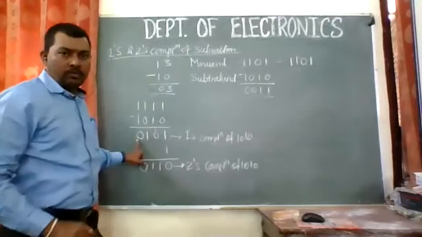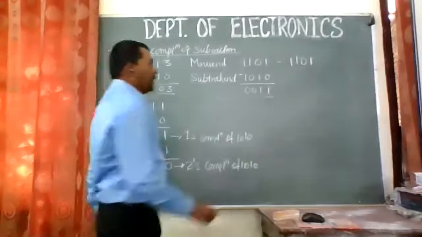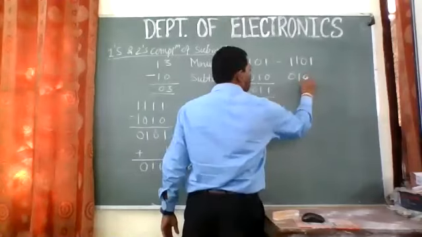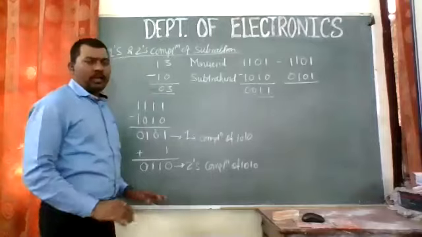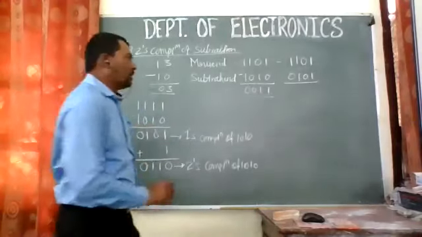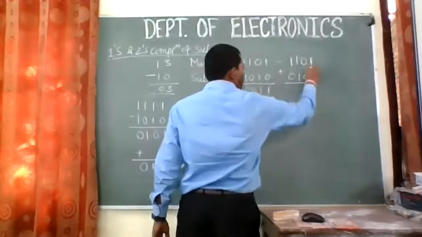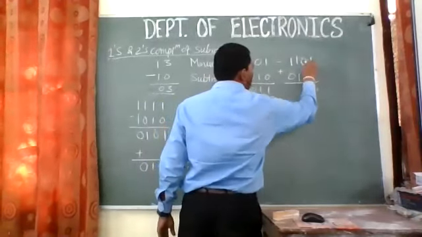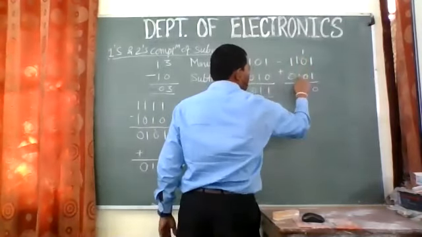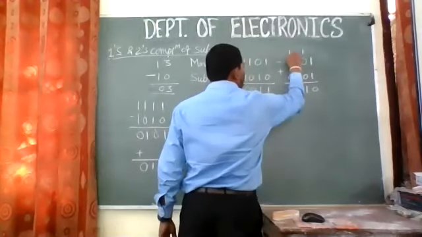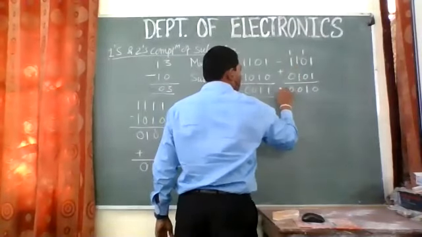What is the ones complement of this number 1010? That is 0101. If you put 0101, it is visible to you all. 0101 I have written. Now what do we have to do? We have to add this. So if you add this, 1 plus 1 will be 0 with a carry 1. 1 plus 0 is 1. 1 plus 1, 0 with a carry 1. 1 plus 1, that is 0 with a carry 1.